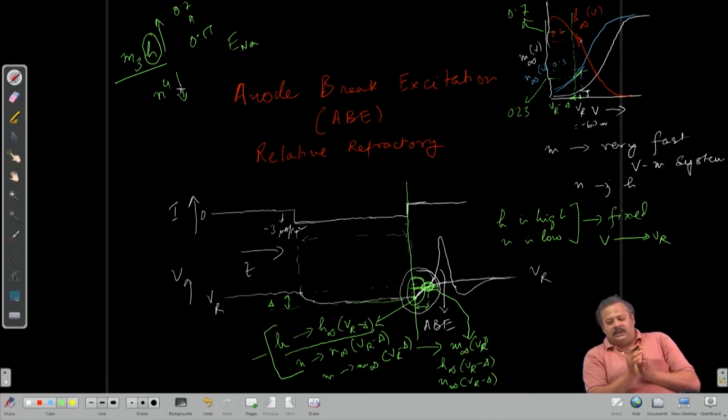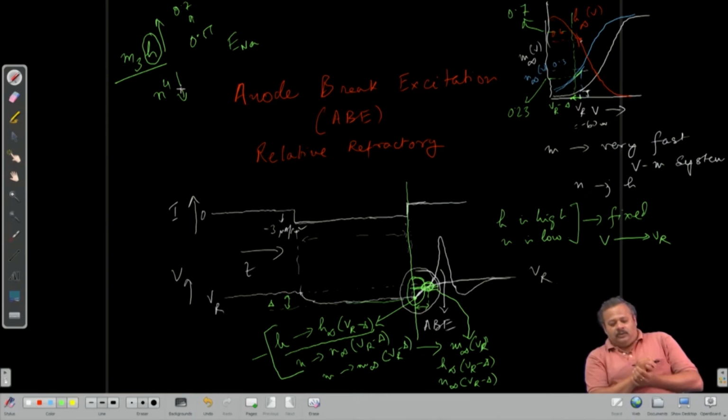So, this phenomenon is explained by the Hodgkin-Huxley equation. In the code provided for the Hodgkin-Huxley equations, you can run this and see for yourself that this is what the model shows, and this is also what was observed in real neurons. This was the first time Hodgkin and Huxley explained how anode break excitation happens.